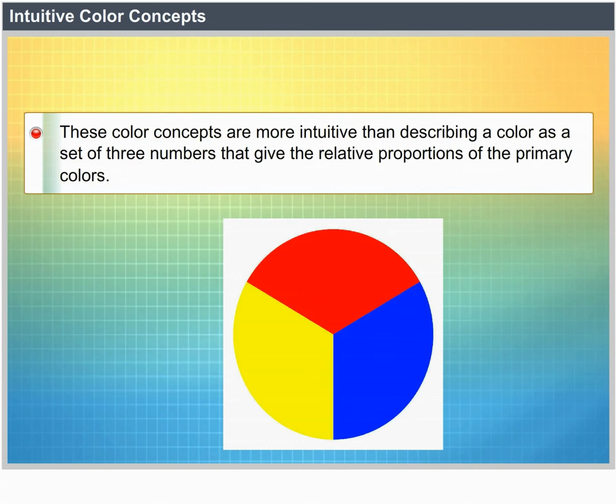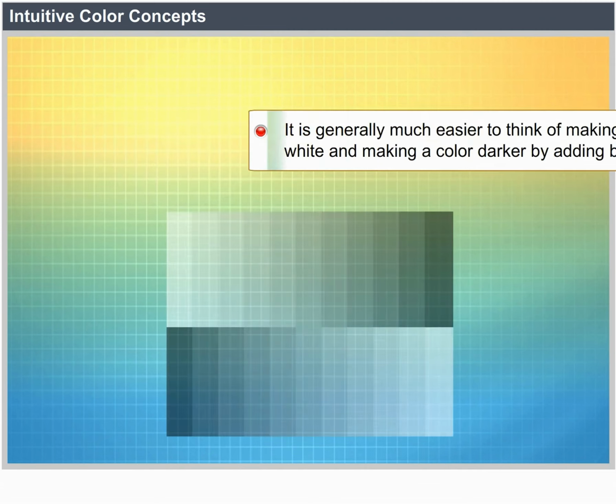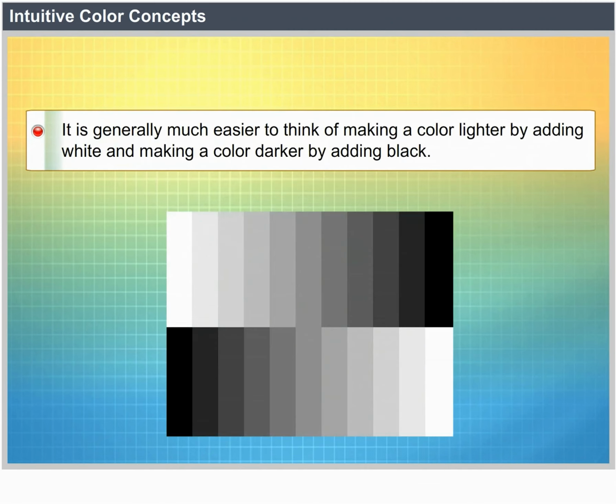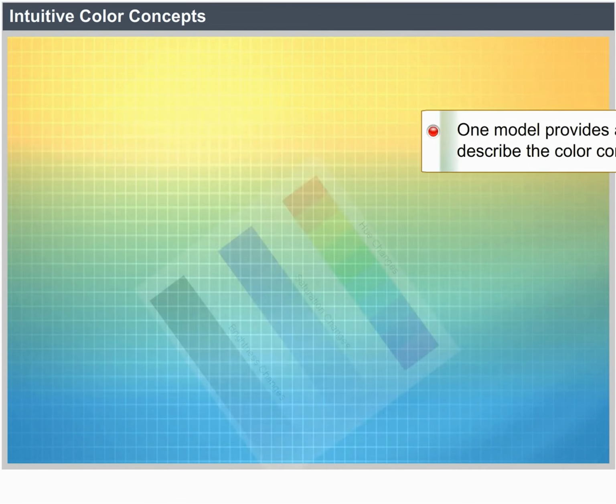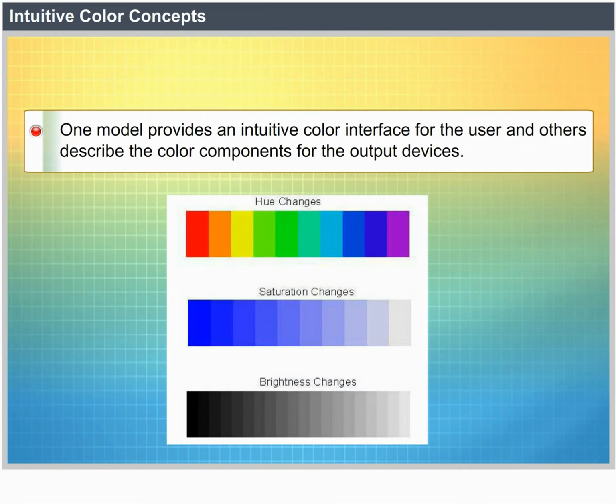To many, these color concepts are more intuitive than describing a color as a set of 3 numbers that give the relative proportions of the primary colors. It is generally much easier to think of making a color lighter by adding white and making a color darker by adding black. Therefore, graphics packages providing color palettes to a user often employ 2 or more color models. One model provides an intuitive color interface for the user, and the others describe the color components for the output devices.